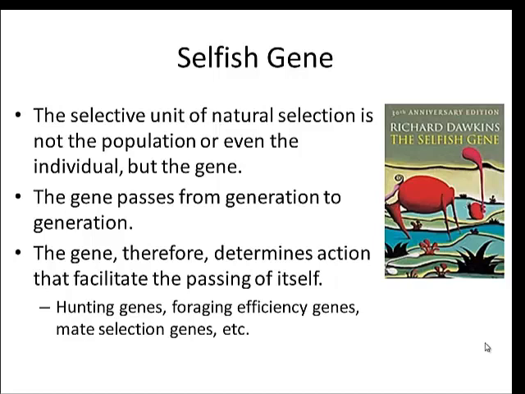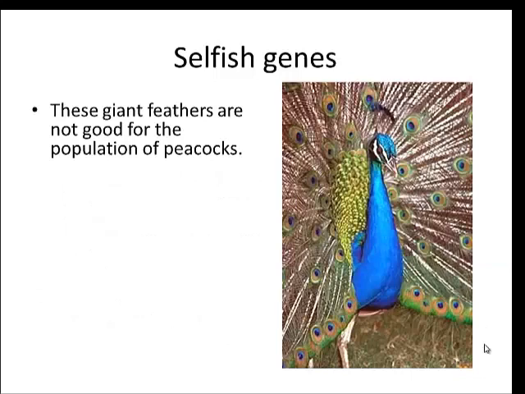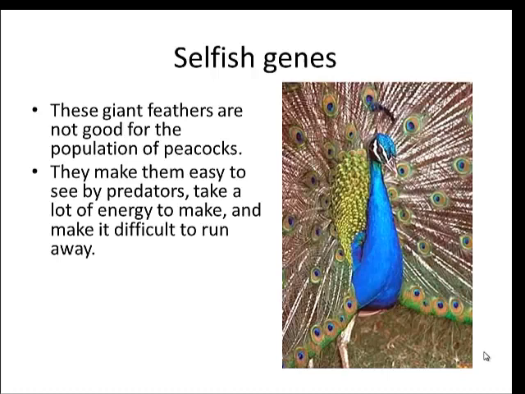So you have a gene for hunting or foraging or mate selection. If these are genes that work in that environment at that time, then they get passed on. So let's look at the peacock, for example. Here's a male peacock. He's got these giant feathers, and this isn't good for this individual, okay? That's not good for that individual necessarily. Certainly not good for the population of peacocks.